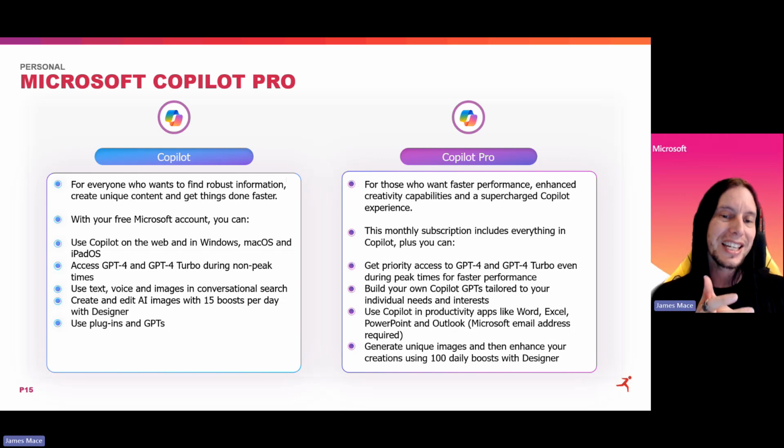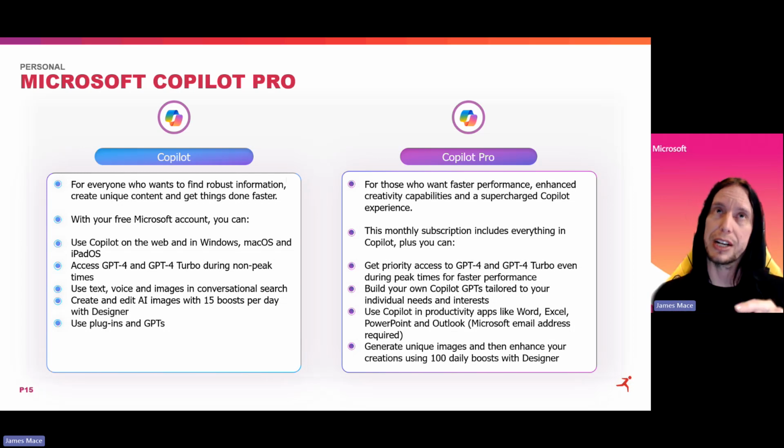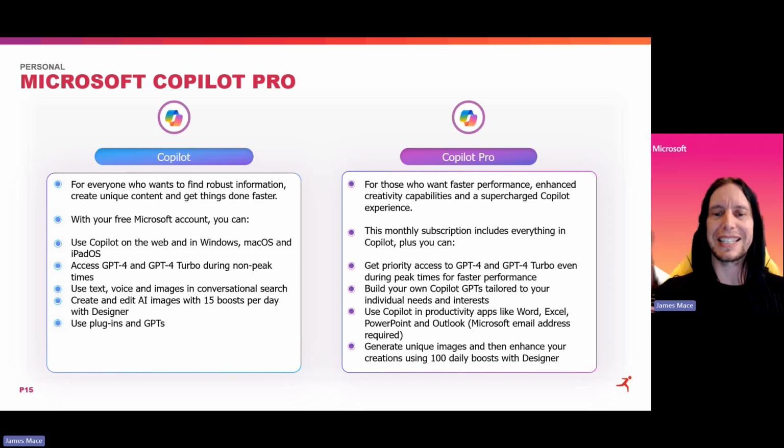This gives you things like access to the faster models that drive the AI generation, like GPT-4 and GPT-4 Turbo. You get access to build your own Copilot GPTs, which is kind of similar to ChatGPT and building your own GPTs through that interface. And if you happen to have a personal or family license to get access to things like OneDrive and PowerPoint and Outlook and that sort of stuff, you can use Copilot within those applications as well. And you get 100 daily boosts within Designer for doing images. Again, still no access to any company data that's sitting in your M365 tenant, still for sort of personal use, just a lot more features.